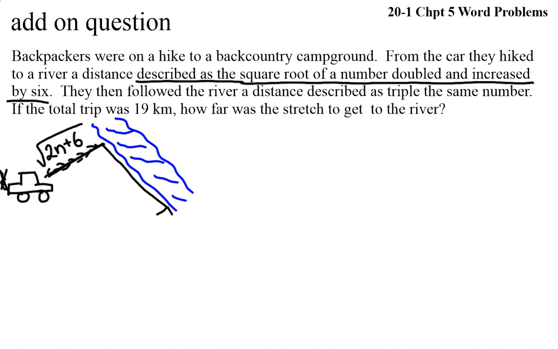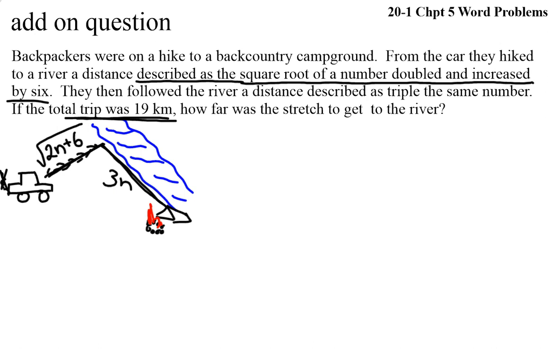Well, at that point, let's assume they're now in their tent. They have their little fire pits made of rocks to be safe, and they can now roast their marshmallows on their fire. But the distance they traveled along the river is described as triple the same number, just 3n. And we know the total trip was 19 kilometers. So there's not a ton going on in the question, but you have to read careful.